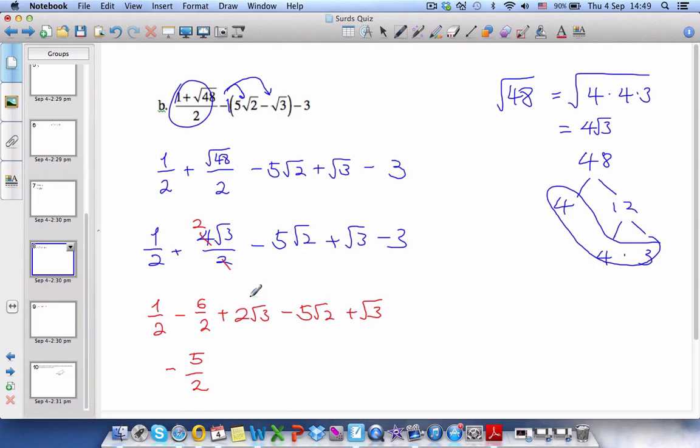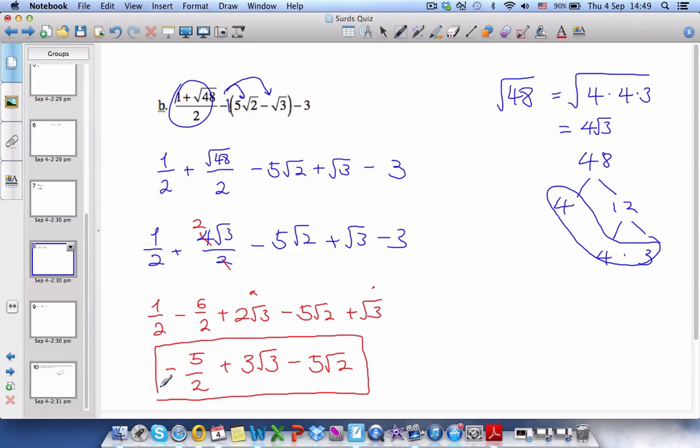So if I add 2 root 3 and root 3, I get 3 root 3. 3 square root of 3 minus 5 square root of 2. And you can't simplify or add any further. So this is your answer.